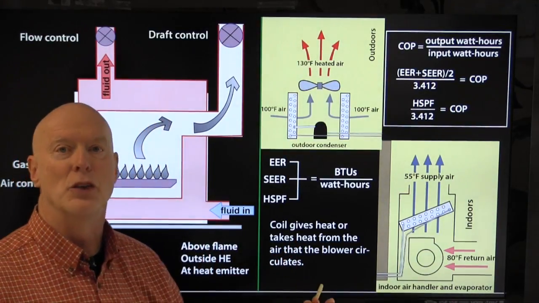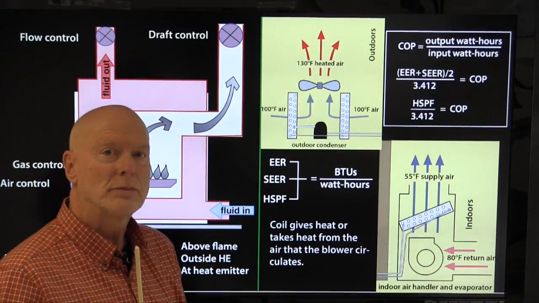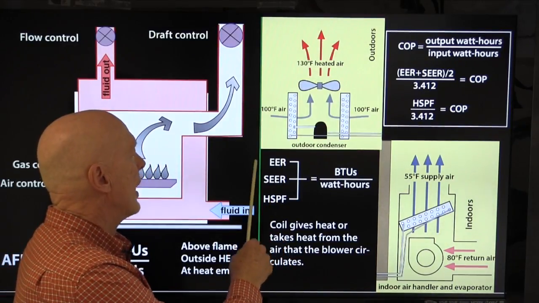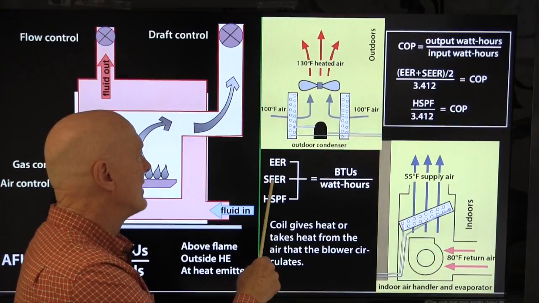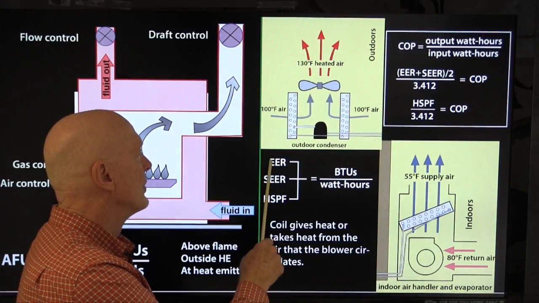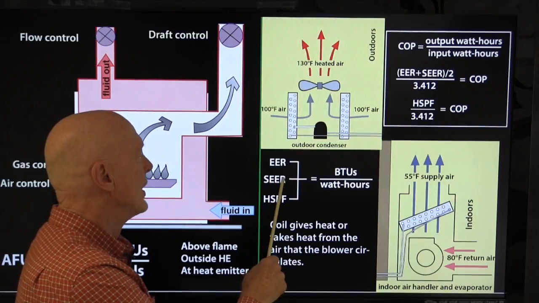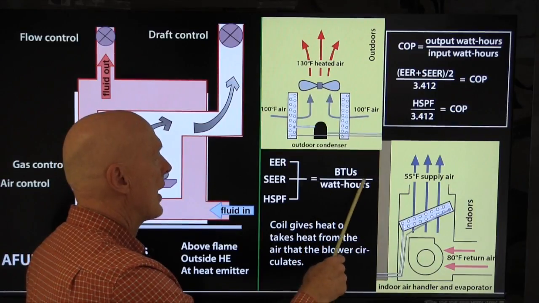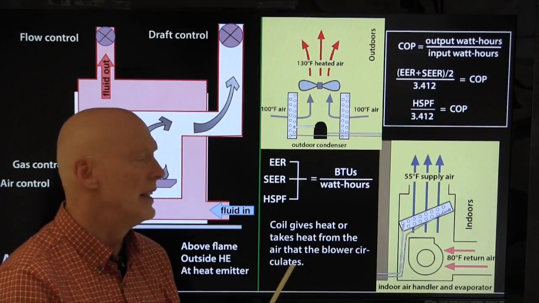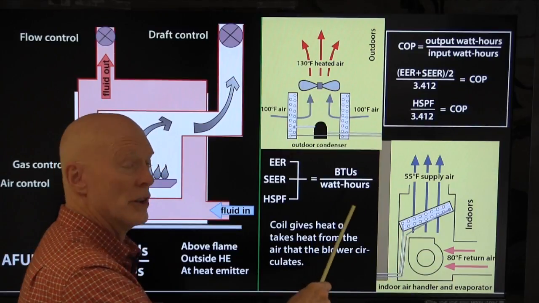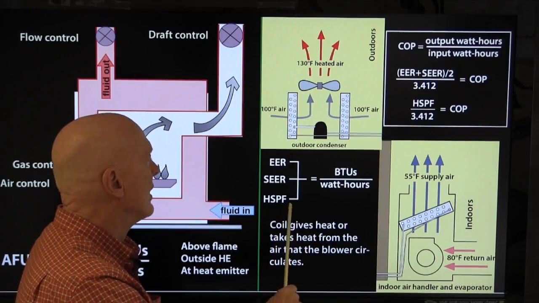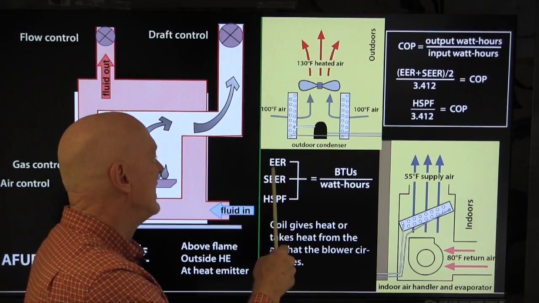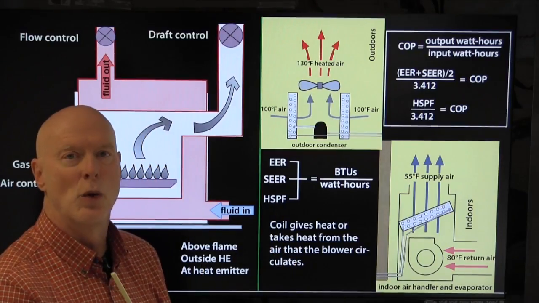And so how do we measure the efficiency of that? Well, in the USA and not in other places, we have these three measurements: EER, SEER, and HSPF. So this is energy efficiency ratio, seasonal energy efficiency ratio. These are two cooling efficiencies. They're measured in BTUs per watt hour. BTU is our American unit of heat. Watt hours we use for electricity. And so we get a number like, the EER might be something like 12, the SEER might be something like 17, 20, something like that.